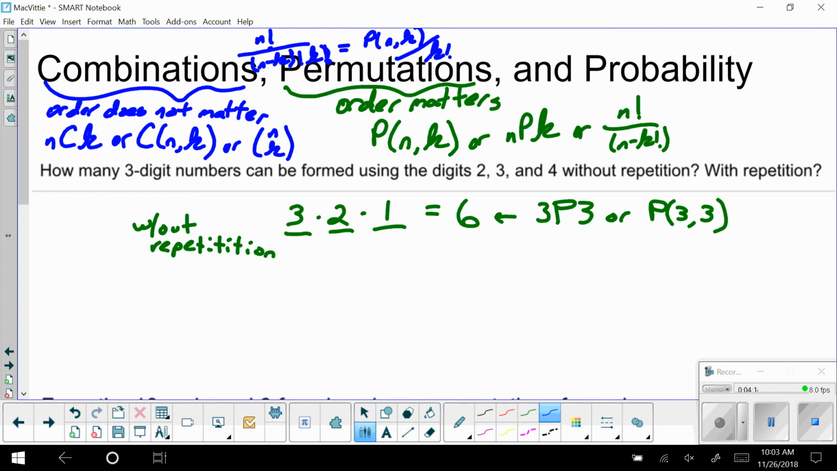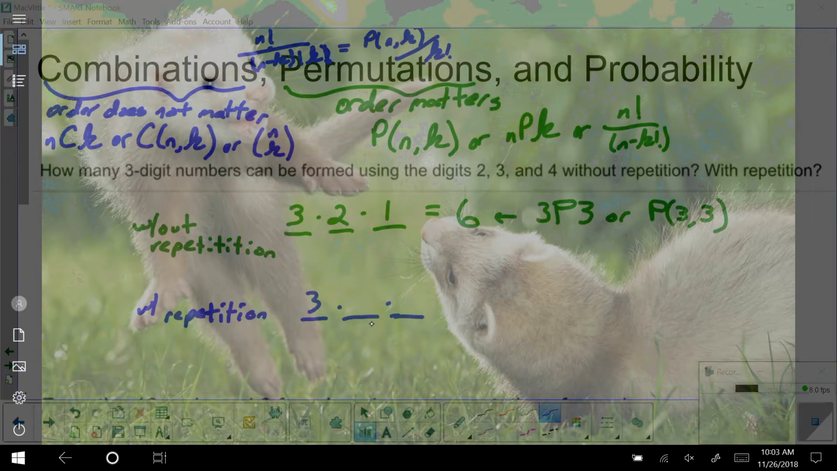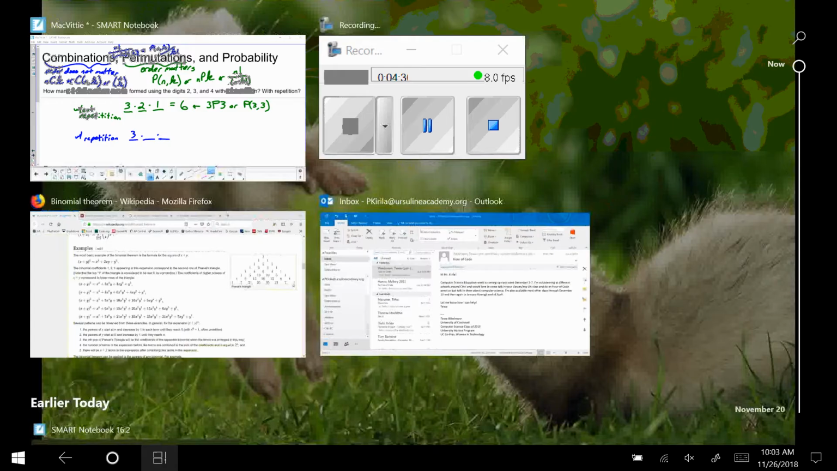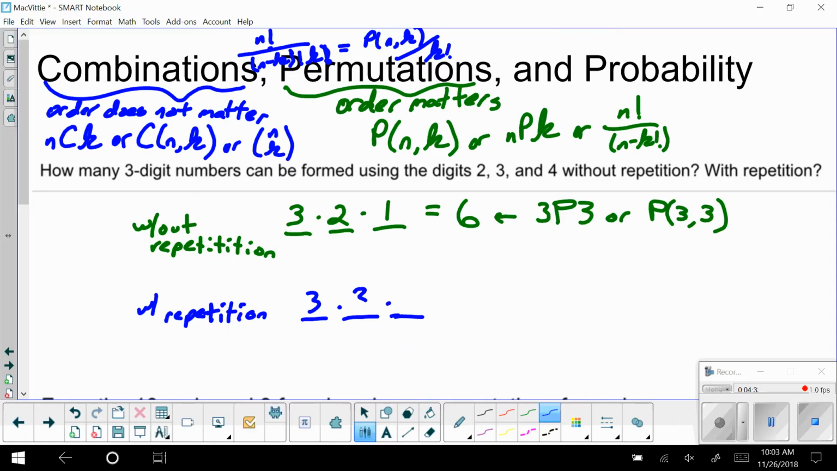Combinations don't come up in this problem because with repetition, if I think in terms of the 3 spots, again, in my first spot, I have 3 choices, 2, 3, or 4. But then since I can do repetition, I can also do 3 and 3, which gives me 27. So we had a permutation here, and then this doesn't really have a name to it because we have the repetition.